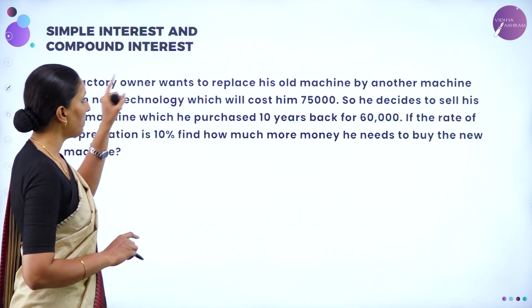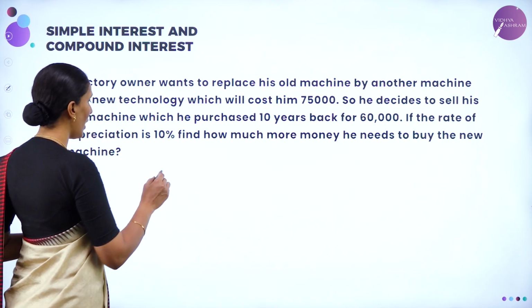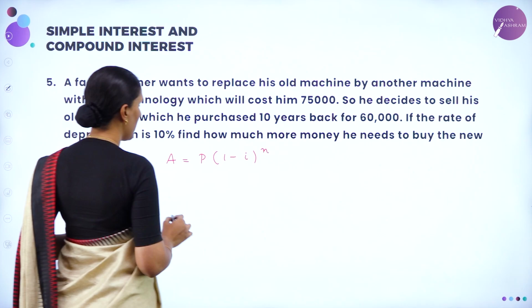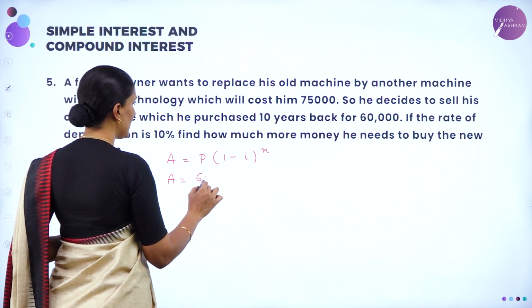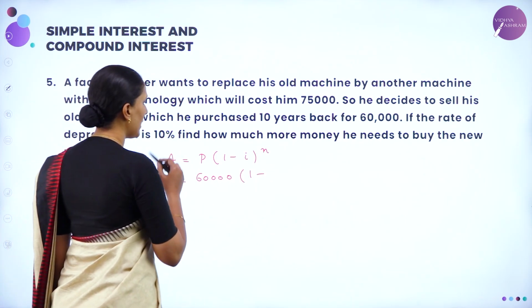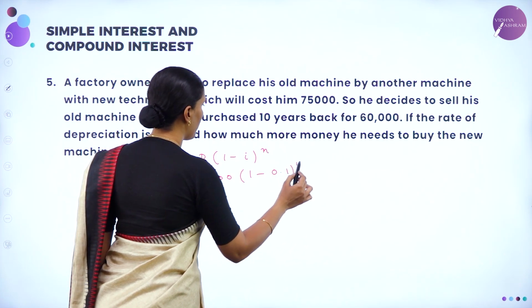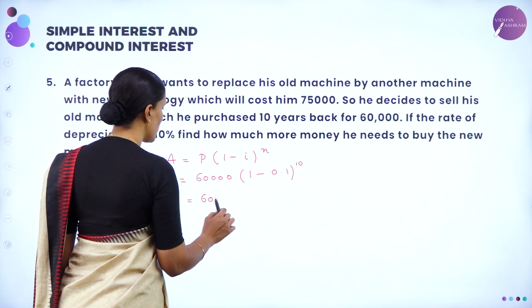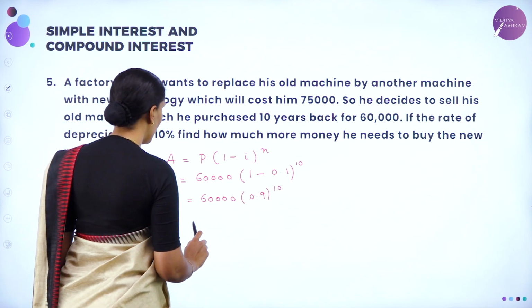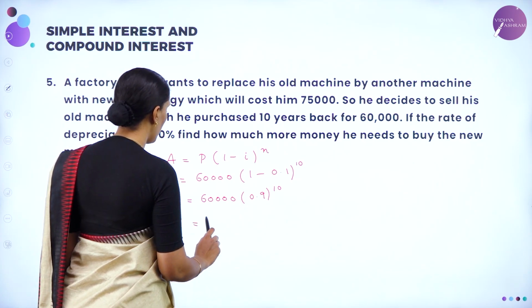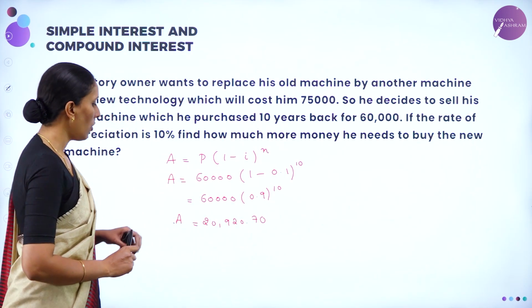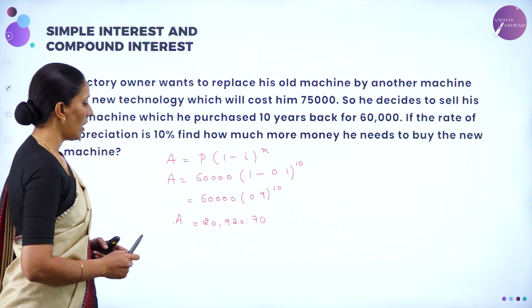First, let us find the depreciated amount of the old machine. So, therefore, here A = P(1 − i)^n. So, A = 60,000(1 − 0.1)^10, since the rate is 10%, so 0.1 to the power 10. Which is 60,000 × 0.9^10. So, therefore, the final value of the old machine will be equal to 20,920.70 in rupees.